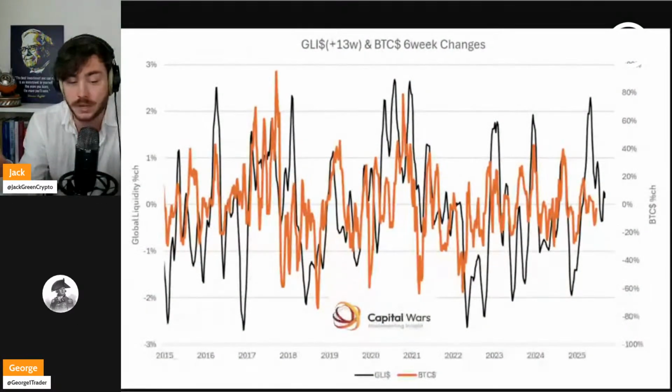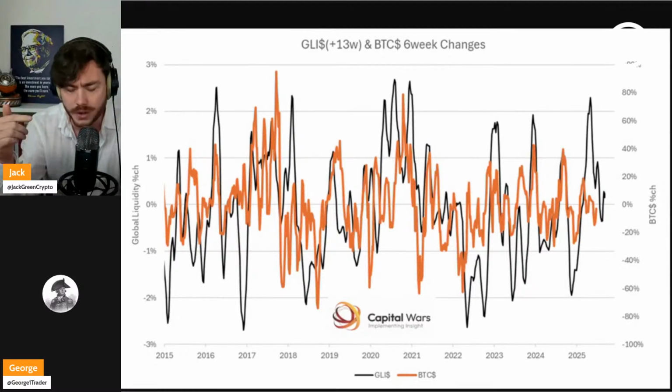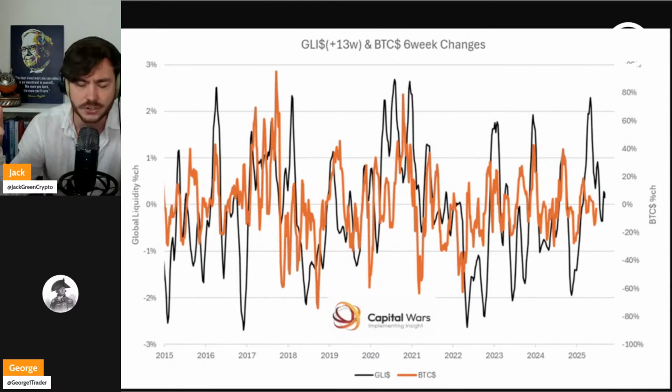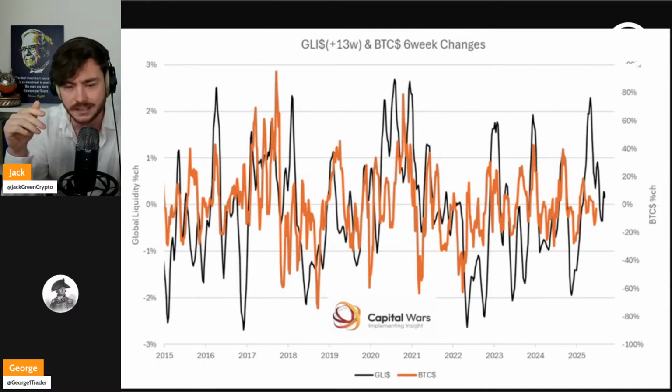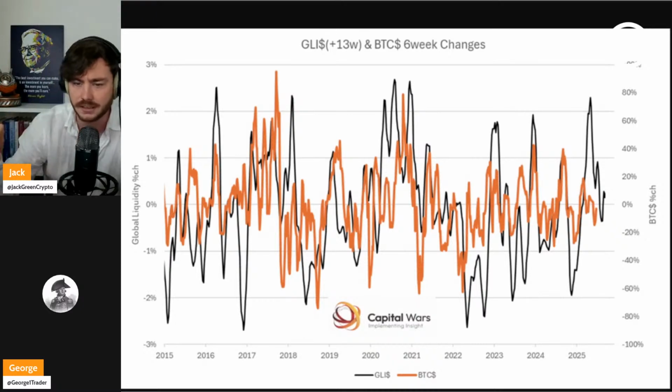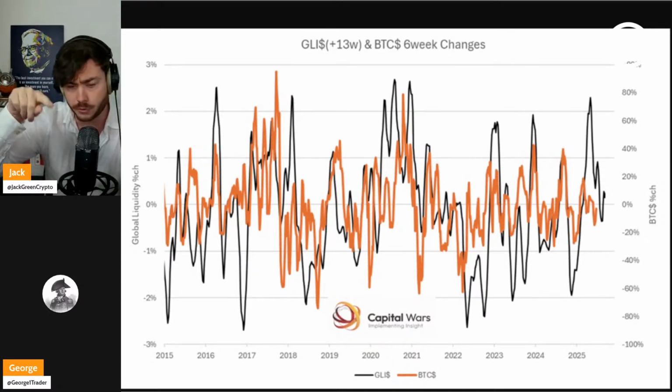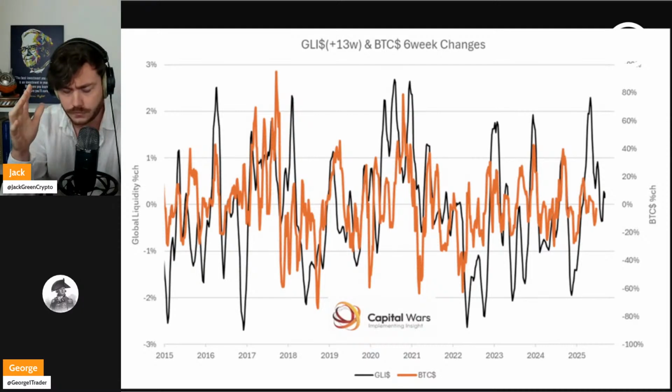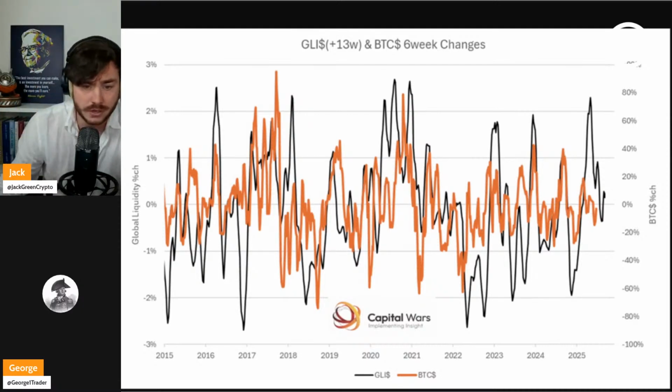When you look at Bitcoin's history, it always follows the global liquidity cycle. A lot of people will probably disagree with me and say it's just the 4-year Bitcoin halving cycle that gives these price moves. But to me, it's just the global liquidity cycle, and the global liquidity cycle always follows the 4-year Bitcoin halving. So you need to look at liquidity.